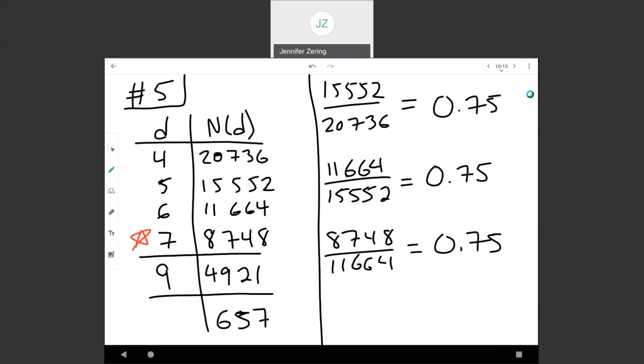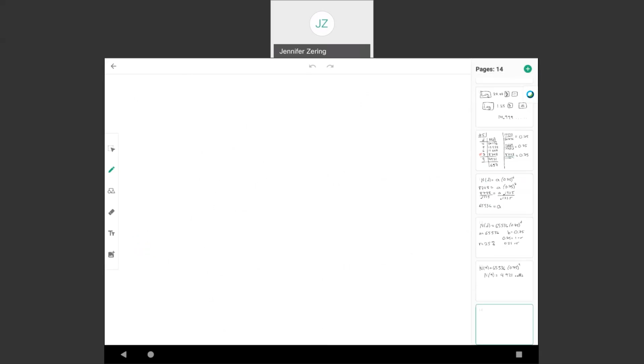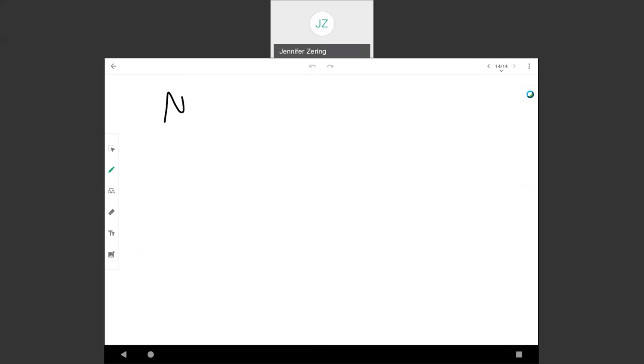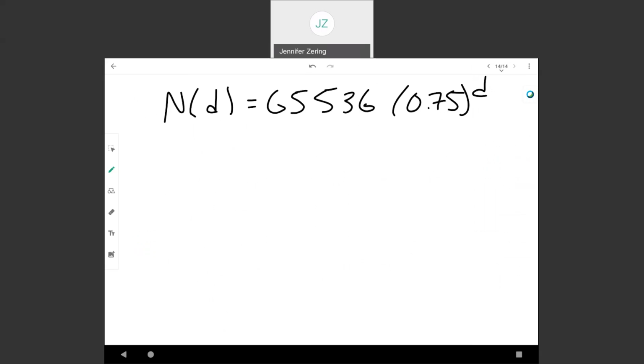So we get 4,921 cells. The last row with missing information is how many days does it take until there's only 657 cells left. So again, we're going to use our equation. N of D equals 65,536 times 0.75 to the D power. So that's our equation. The number we're using here is 657 cells, but we don't know the days. So I'm going to plug in 657 for my output.